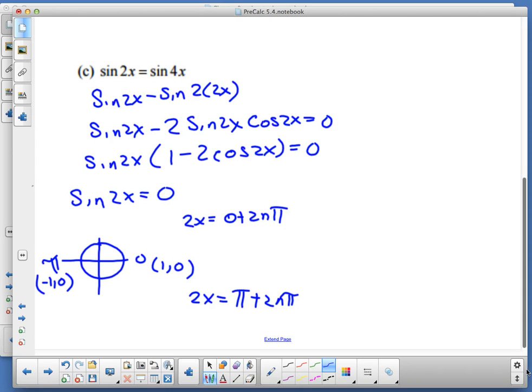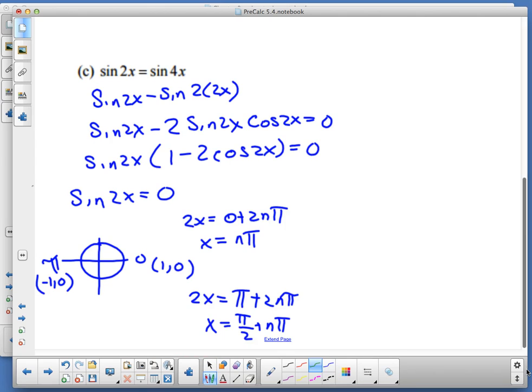And now I just go ahead and look it over and say, well, I'm going to divide by 2, and that's going to be equal to n pi. And this divide by 2 is pi over 2 plus n pi. Okay, that's pi over 2 plus n pi. Okay, that's the first one.